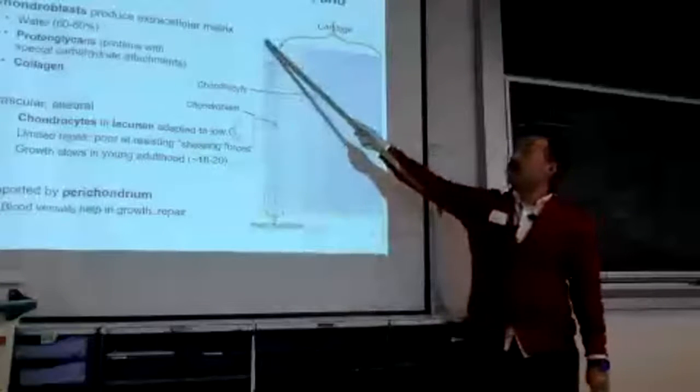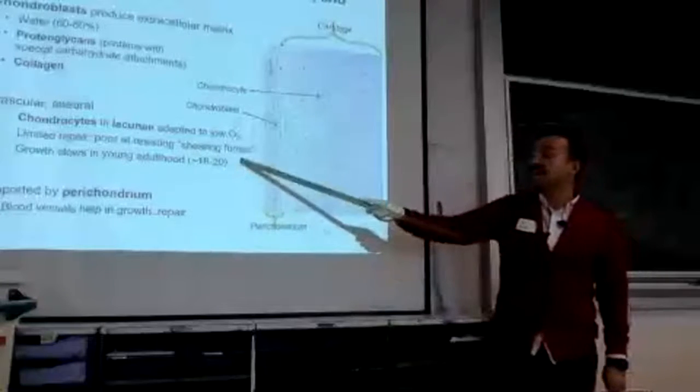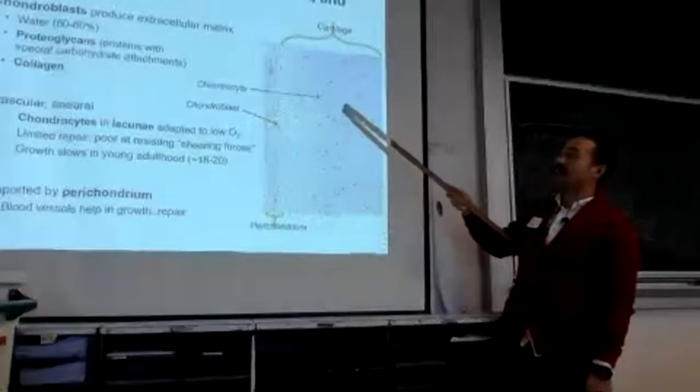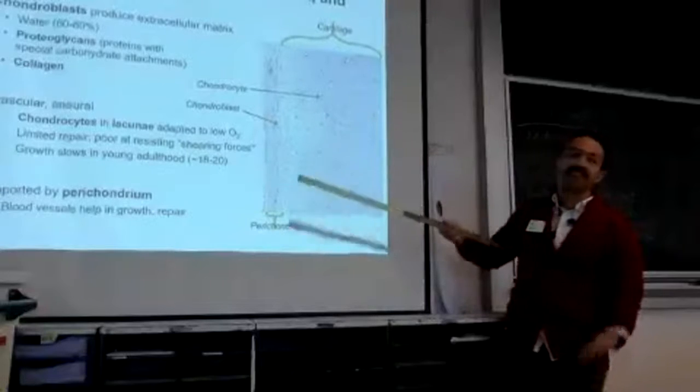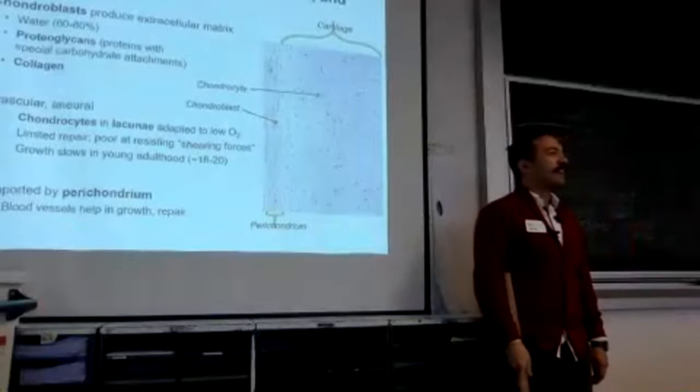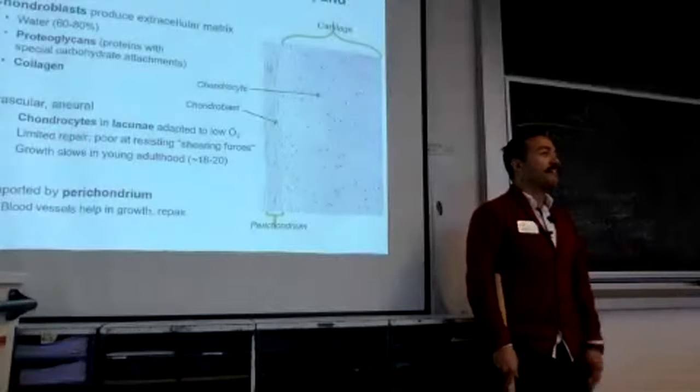Again, you've got your mitotic cells towards the edge. These cells heal very, very poorly. If you damage these cells, they're probably dead. Which is why if you tear cartilage like a meniscus, they usually just cut it off.